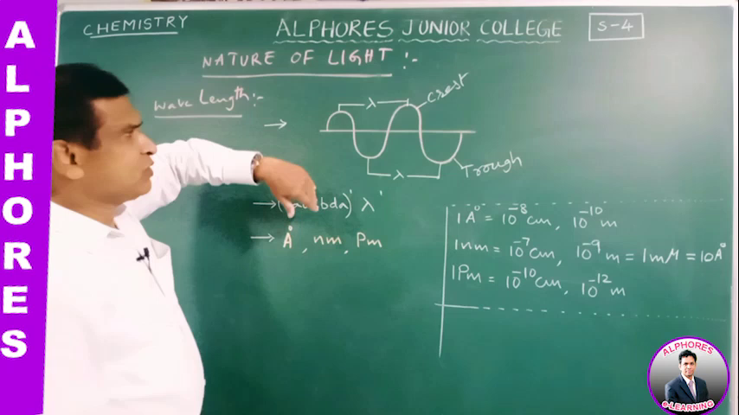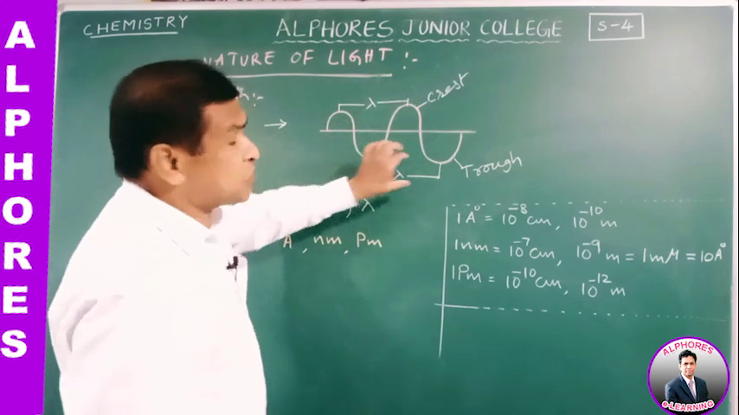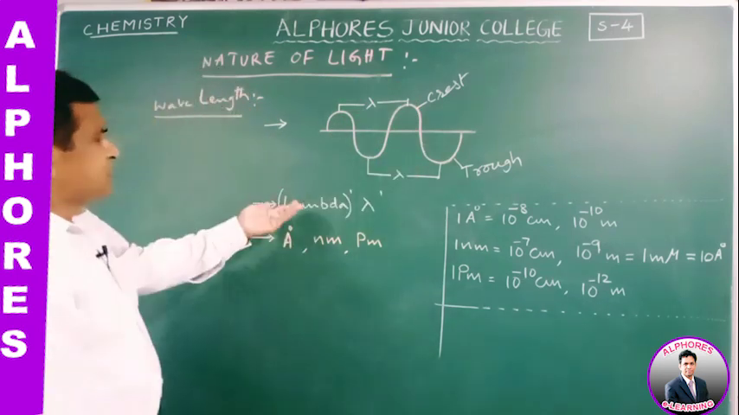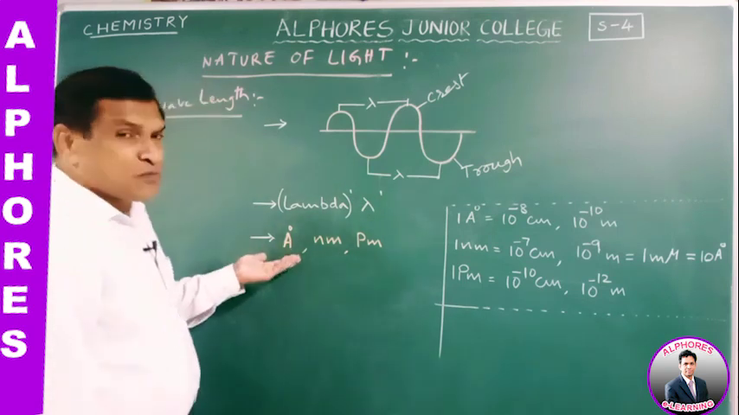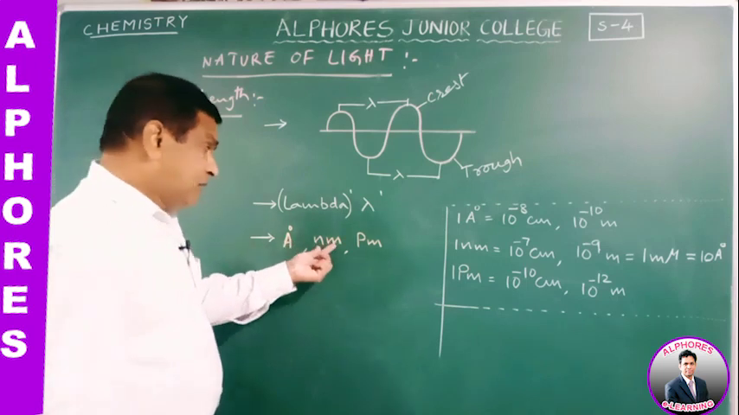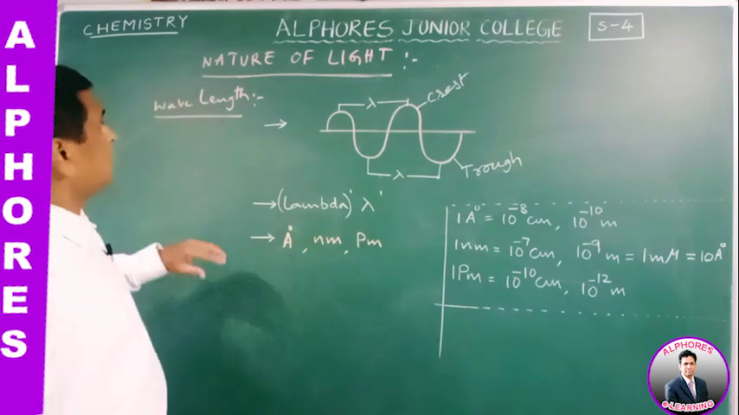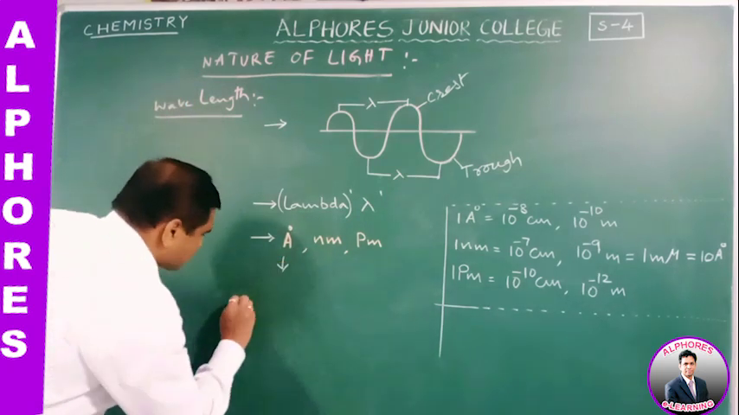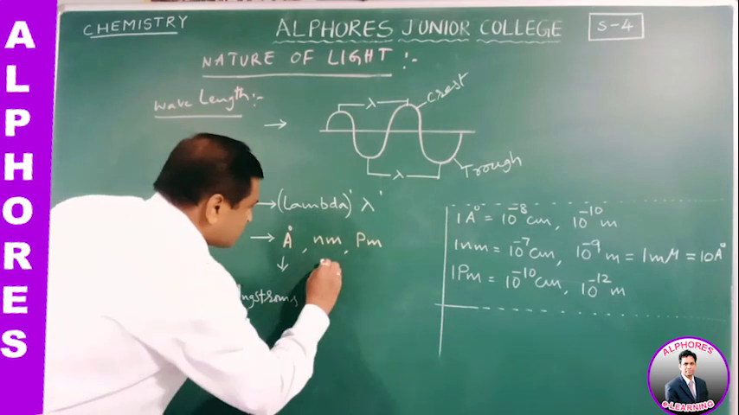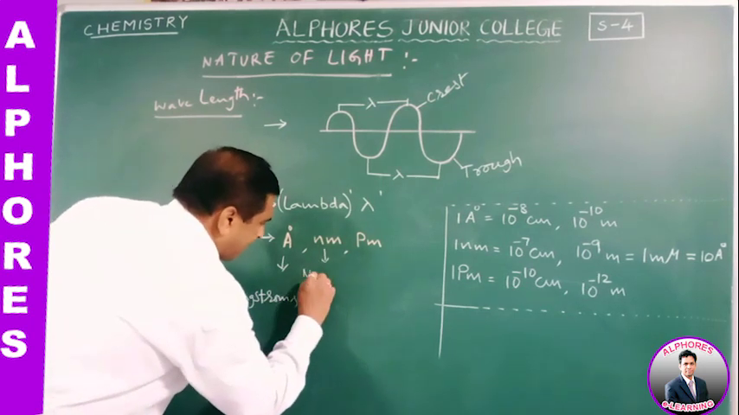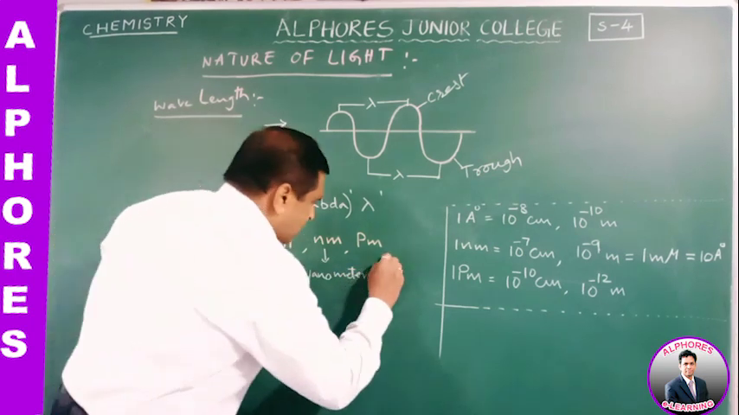Wavelength, first once again the definition part, that is the distance between two adjacent crests or troughs is known as wavelength. It is denoted by lambda, and wavelength of the electromagnetic light is expressed in the units angstroms, nanometers, and also picometers. This is angstroms. This is nanometers. This is picometers.